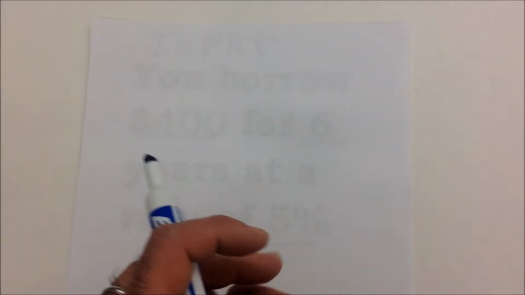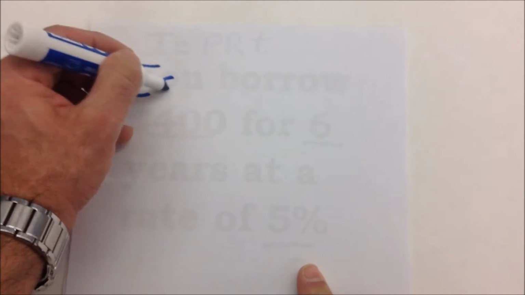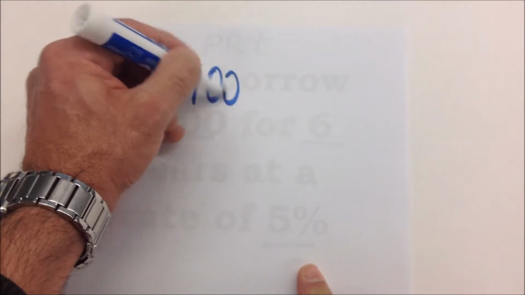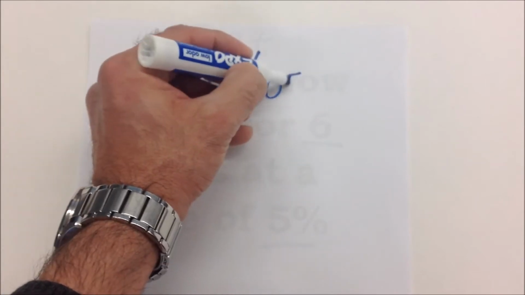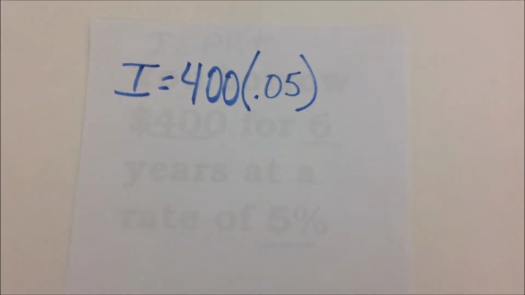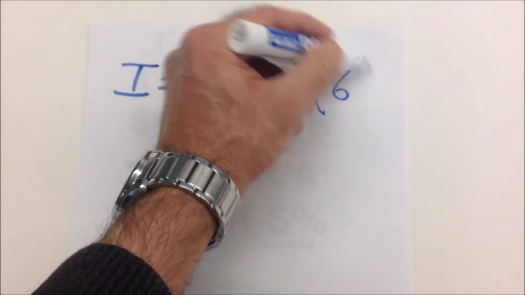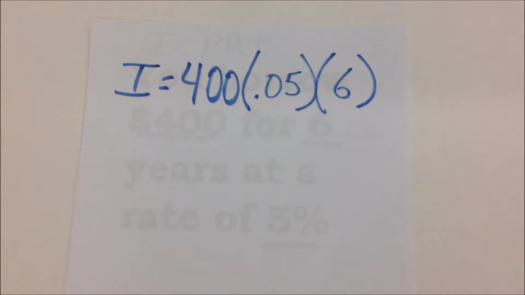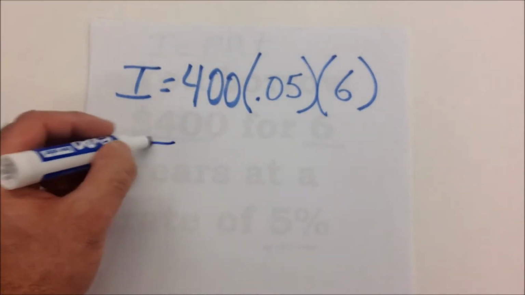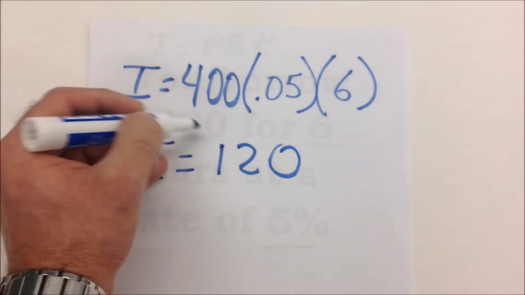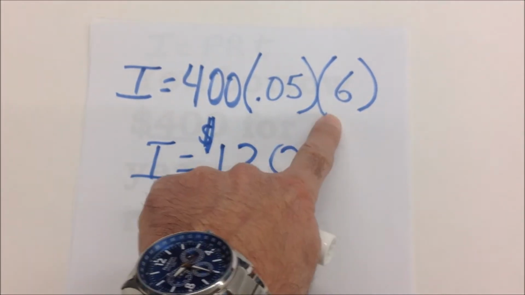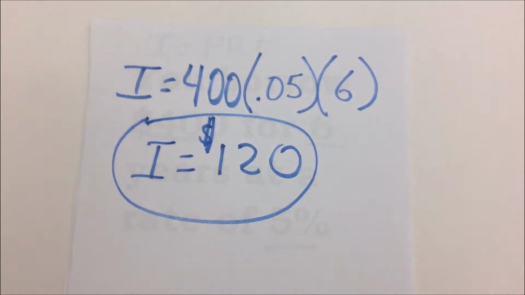So we had $400. We're going to have interest equals $400 times the rate, 5%. Remember, we have to move it and make it a decimal. 0.05 is 5%. Times 6. And if we multiply that together, we'll have an interest of $120. At the end of the 6 years, you'll pay the bank $120.